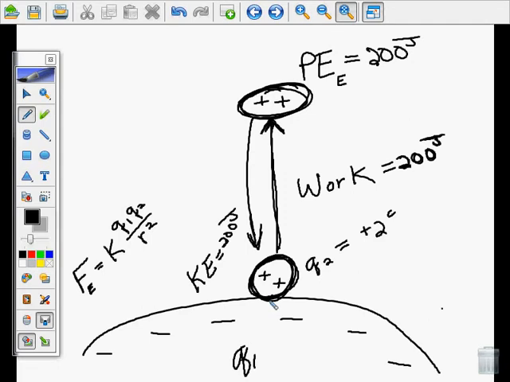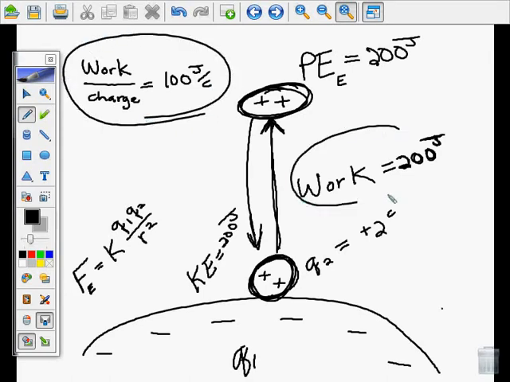So the work done per charge is equal to 100 joules per coulomb. Hey, what was the total work done? Well, I did 200 joules. Wow, you did a lot of total work. What was the work done per charge? 100 joules per coulomb. This is more common than that.